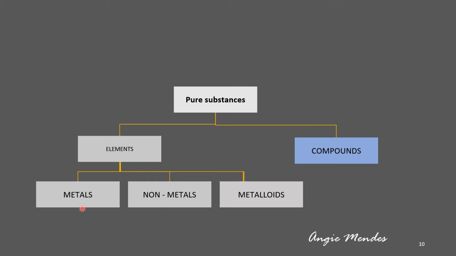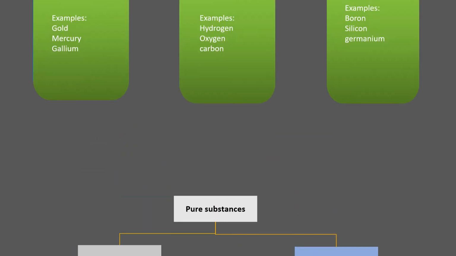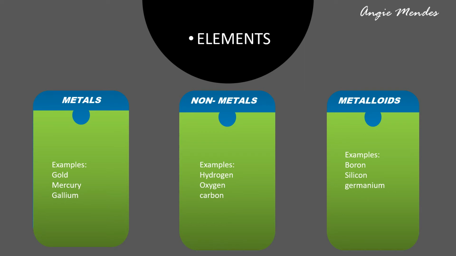So, let's look at elements. Elements can be further classified into metals, non-metals, and metalloids. Elements, as we have just discussed, are a basic form of matter that cannot be broken down into simpler substances by chemical reactions. An element is a pure substance, and till now 118 elements have been discovered. On the basis of variations in properties, elements can be broadly classified as metals, non-metals, and metalloids.